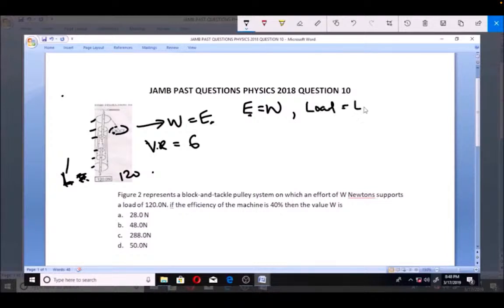Load, L, is equal to 120 newtons, which is given. E is equal to effort. We are supposed to know all this; these are basic things in calculations. Another thing that is given is VR, which we call velocity ratio. I want to give us the formula before I start solving.